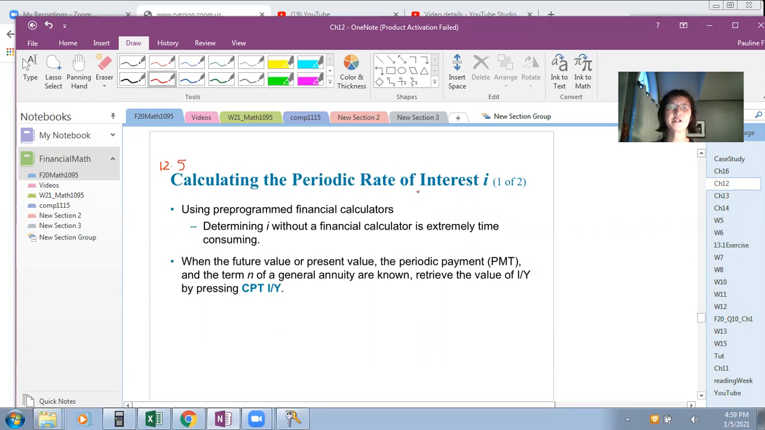Calculating the periodic rate of interest I. For calculating interest, we do not have a formula method. We just have either a calculator or Excel. So I'm going to introduce two methods to calculate interest.